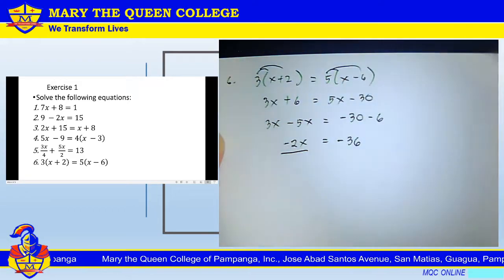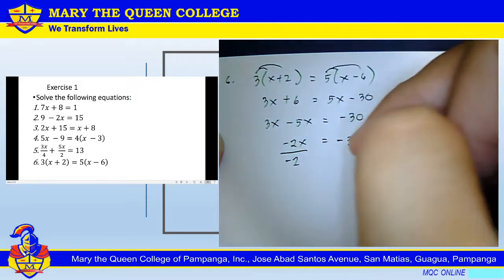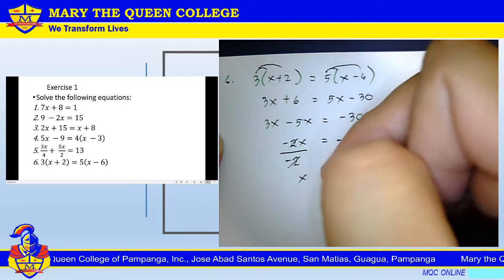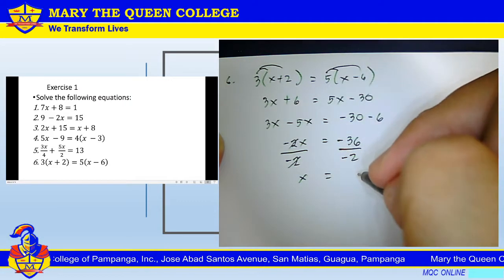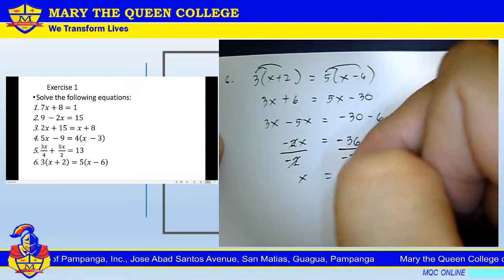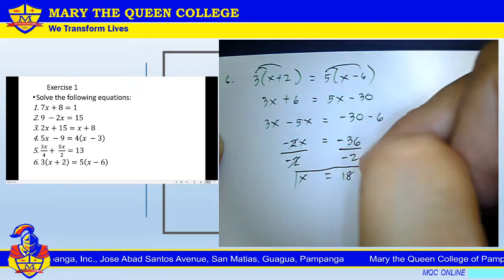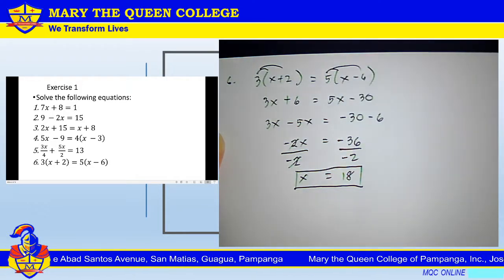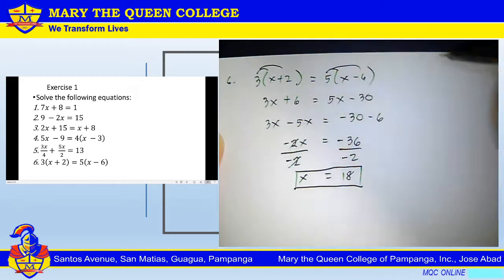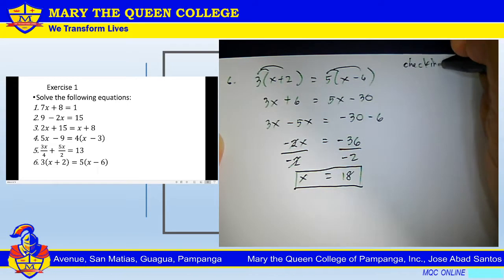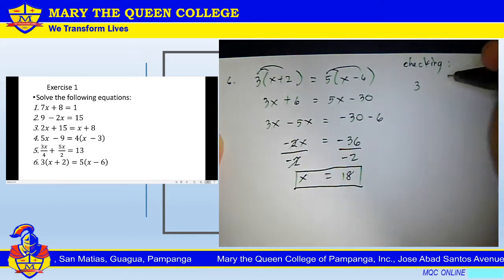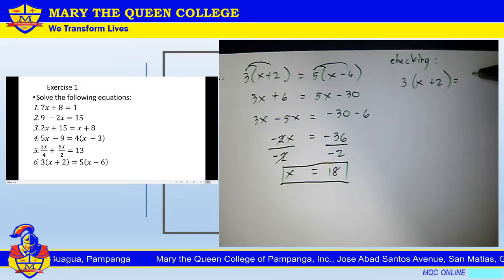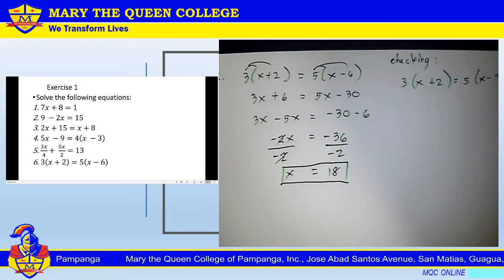So to eliminate negative 2, we have to divide both sides by negative 2. Okay, cancel this one, then you will get x is equals to negative 36 divided by negative 2, that would be positive 18. Okay, kindly check. Negative divided by negative, that would be positive. Okay, so for the checking, we have 3 times the quantity x plus 2 is equals to 5 times x minus 6.